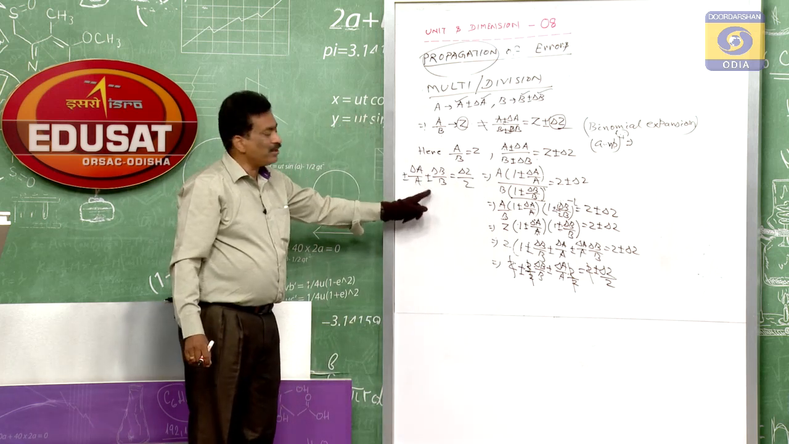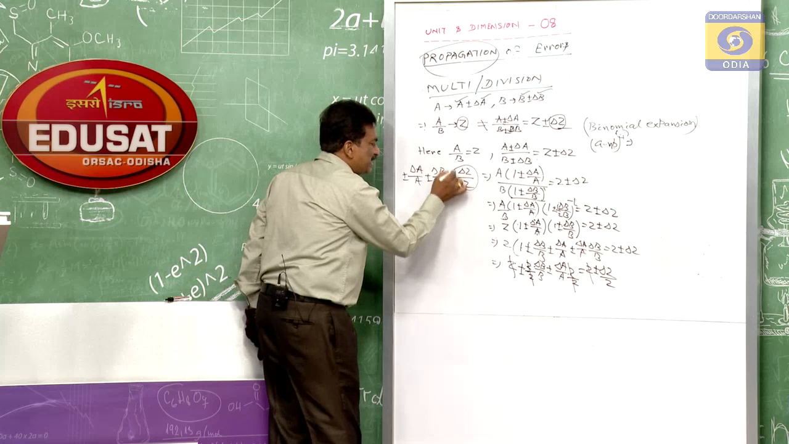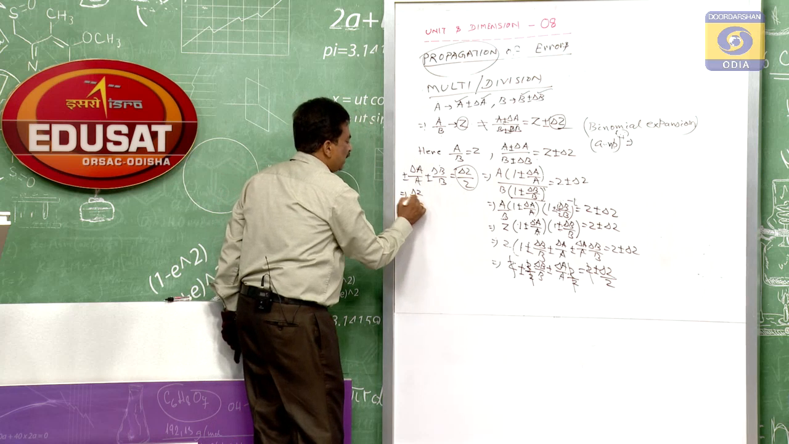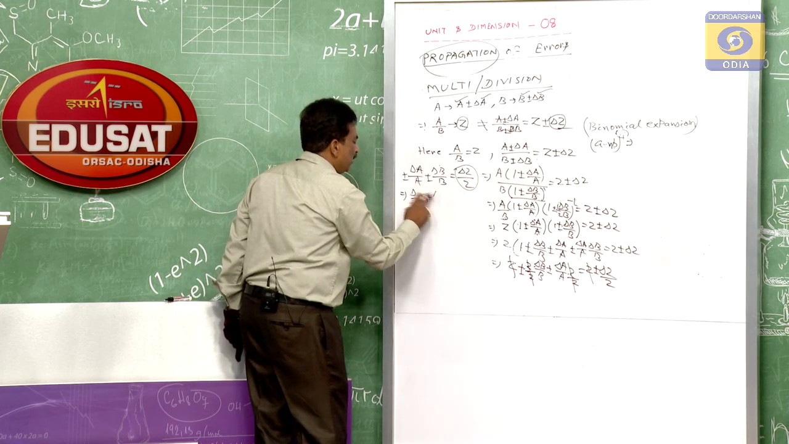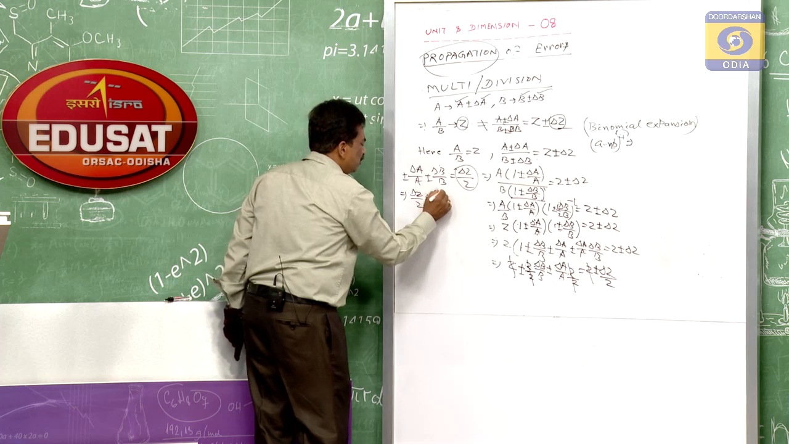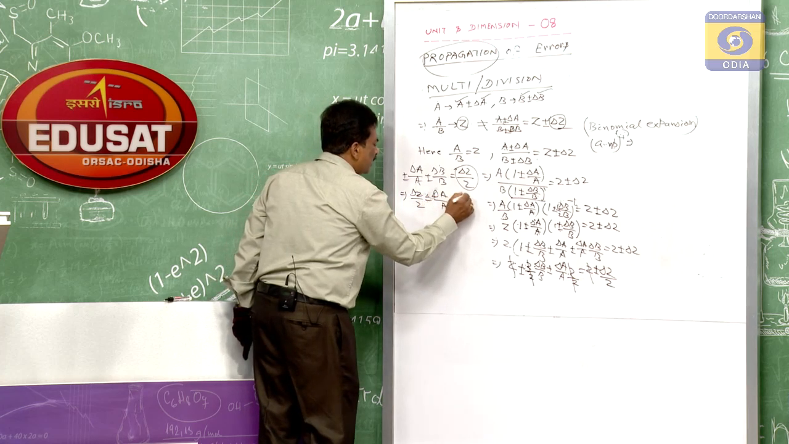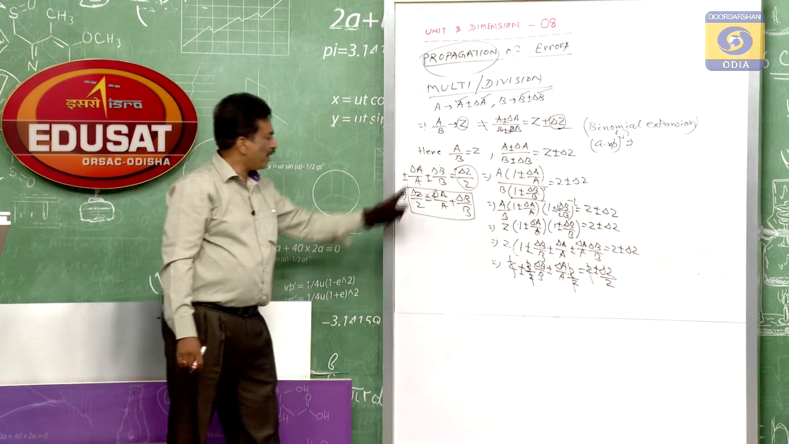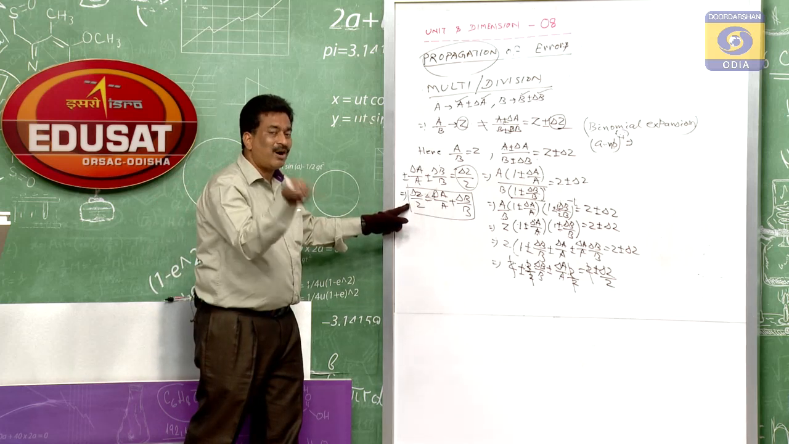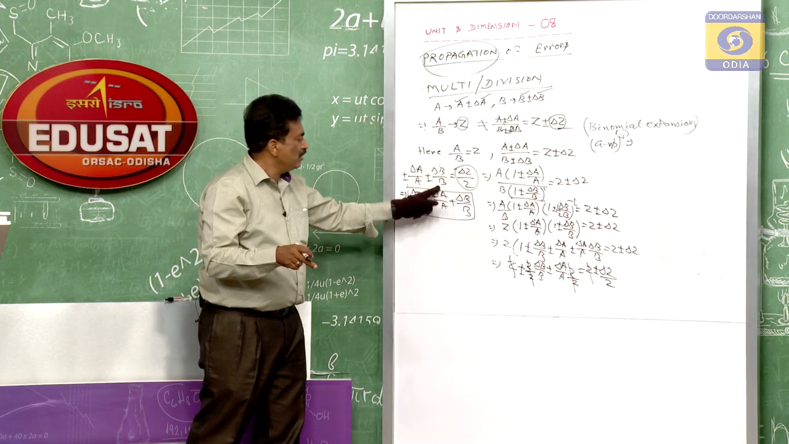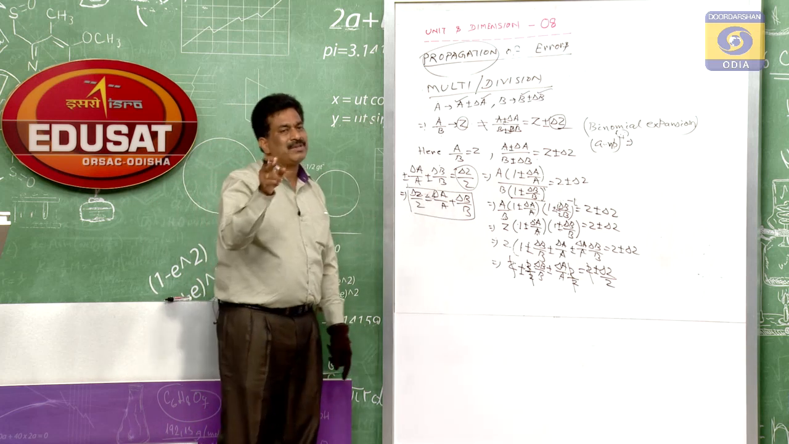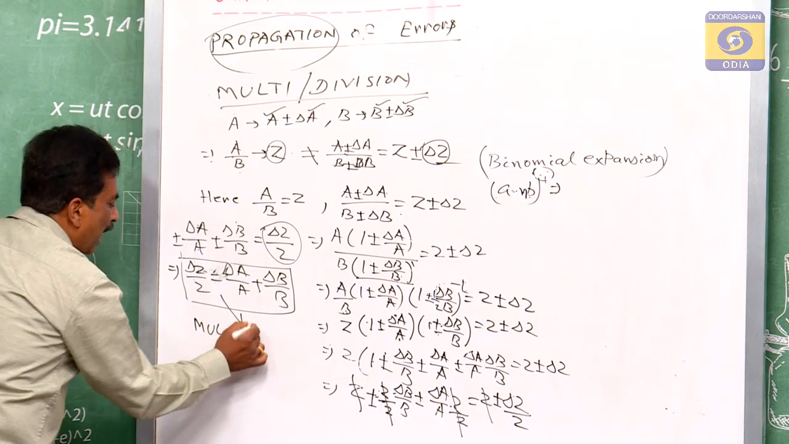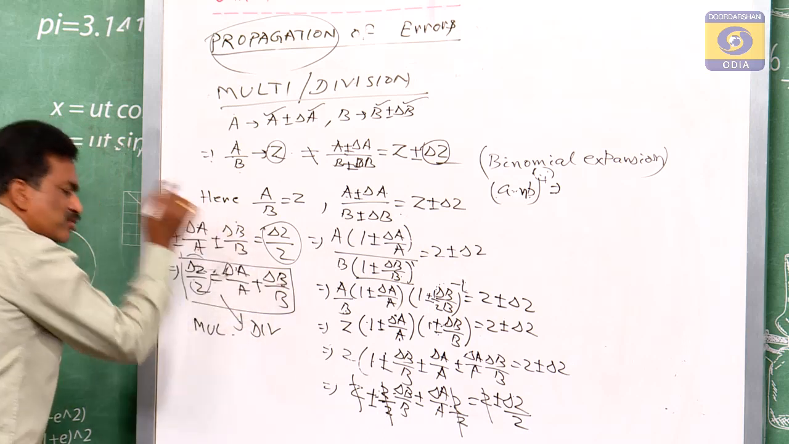As we have known from the multiplication, del z by z is equal to del a by a plus del b by b. So this implies del z by z plus del z by z is equal to del a by a plus del b by b. This is for the division one. For the division, the relative error of the divided quantity is equal to the sum of the relative errors of the individuals. For the multiplication also the same. For multiplication and for division, the relative errors are to be added.